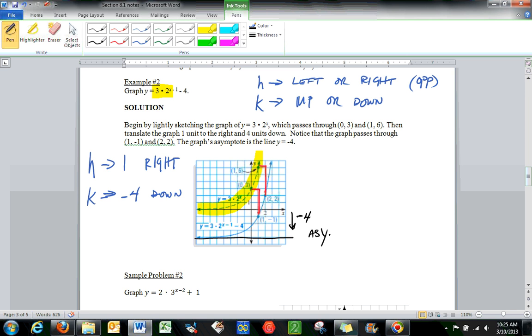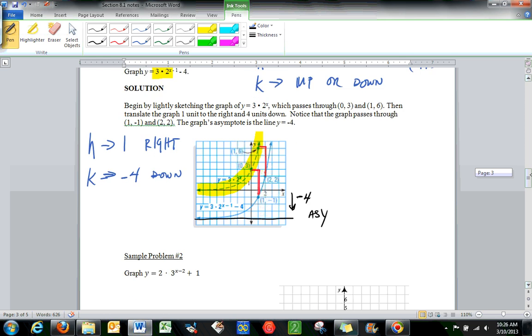Now, if you wanted to t-chart the entire graph, so if you wanted to put x values in for 3 times 2 to the x minus 1 minus 4, and then come up with a y value that way, and just t-chart the whole function and get one graph, you're more than welcome to do that as well. We'll take a look at different ways to do that in class as you see fit. So let's go ahead and take a look at sample problem number 2.